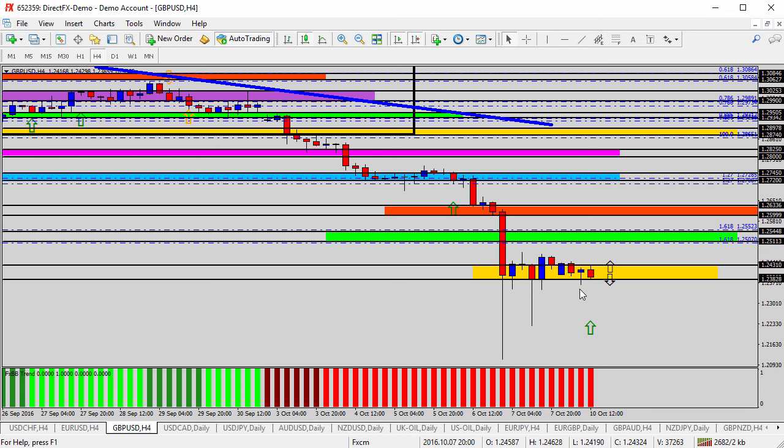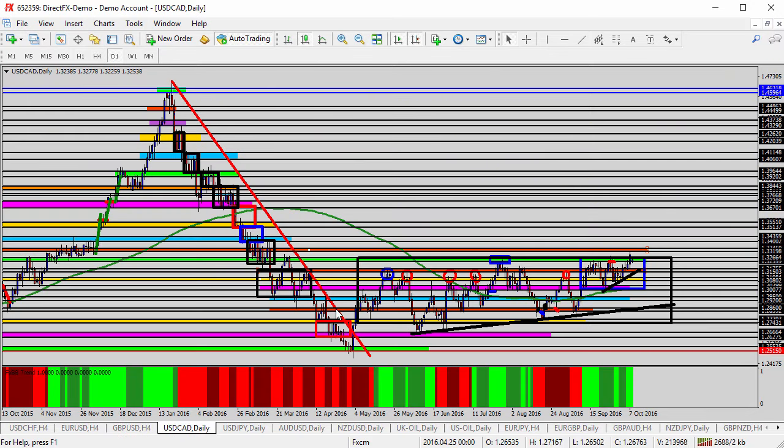So really, I think this week we need a breakout of this yellow zone to give us any confidence on the pound dollar. Moving over to the USDCAD, we've seen it challenging multi-month resistance highs over the past few days. Let's just take a look at the big black box here, showing us somewhat of a range, a rising range, if you will, along that black trend line.